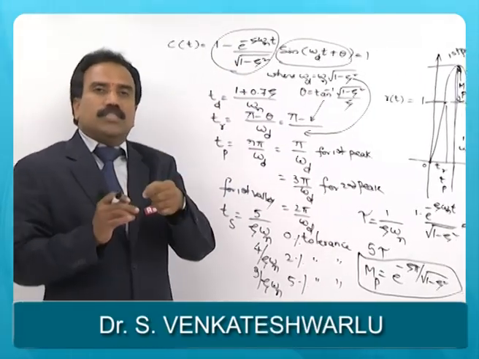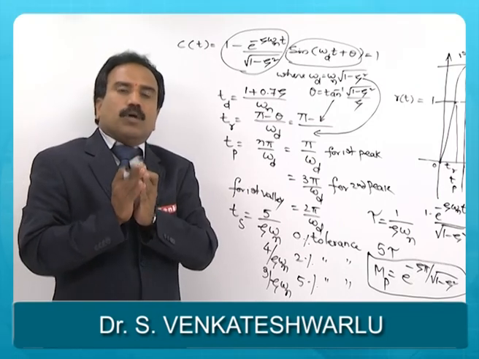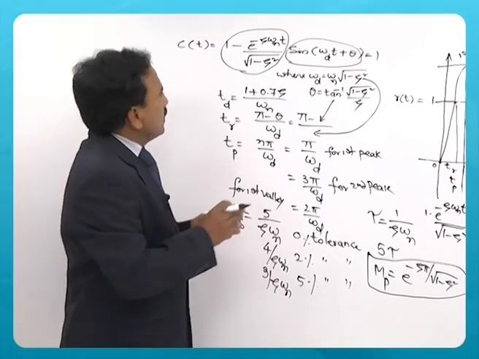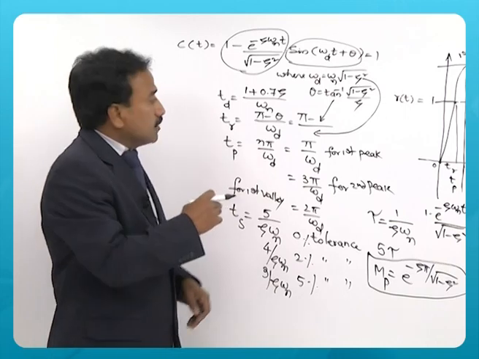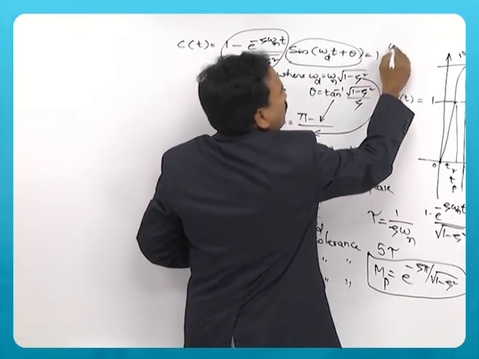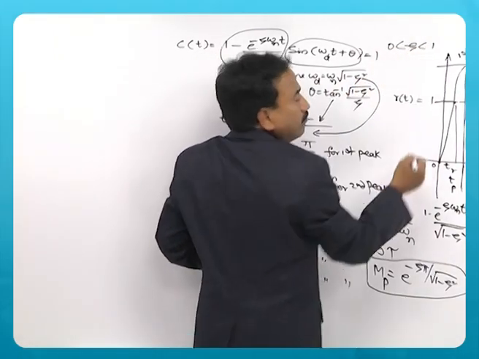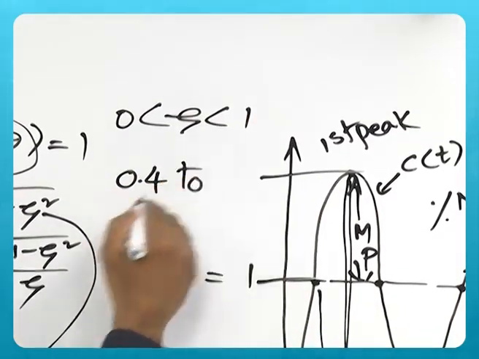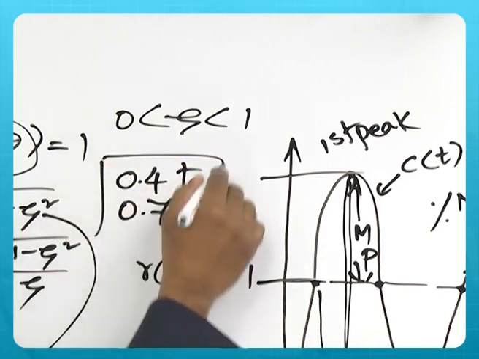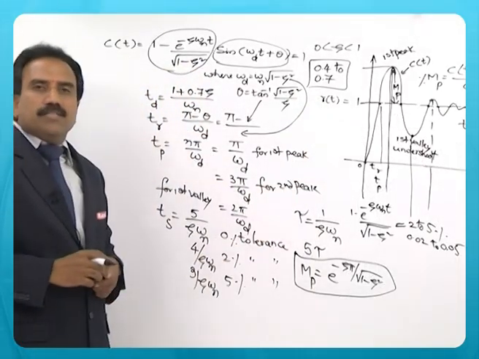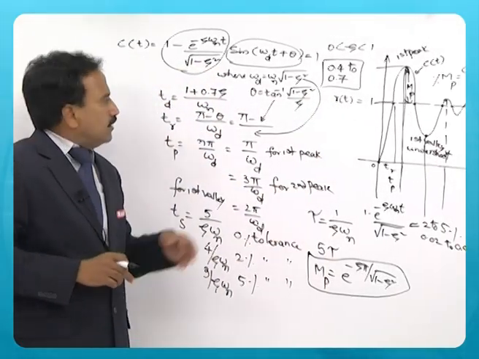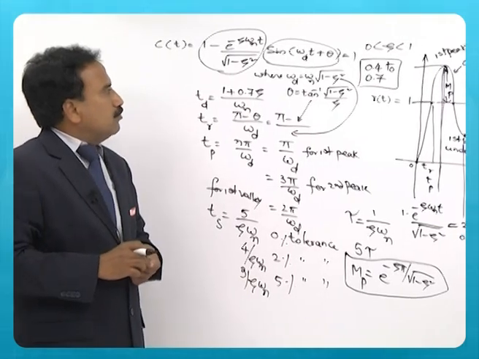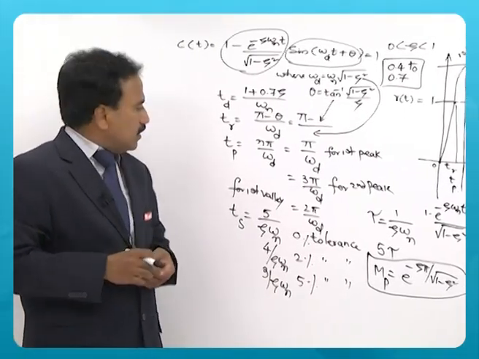So decide the zeta, and the most prominent value of zeta, I said, for an underdamped system, generally we say it is between 0 and 1, but the most dominating values are between 0.4 to 0.7. These are the best figures of zeta in any system to be designed or proposed.